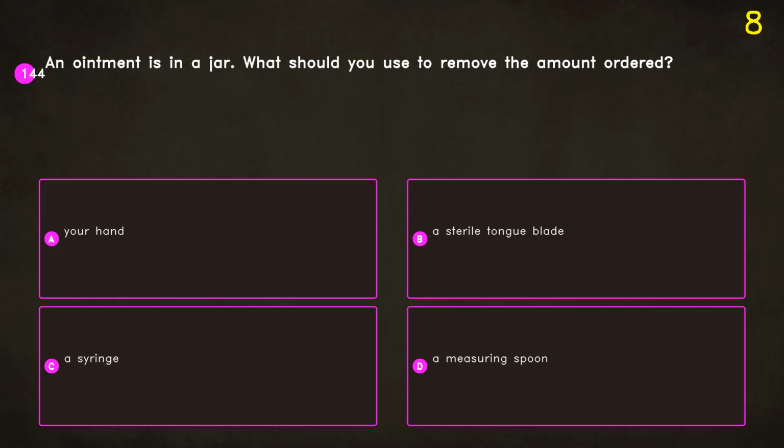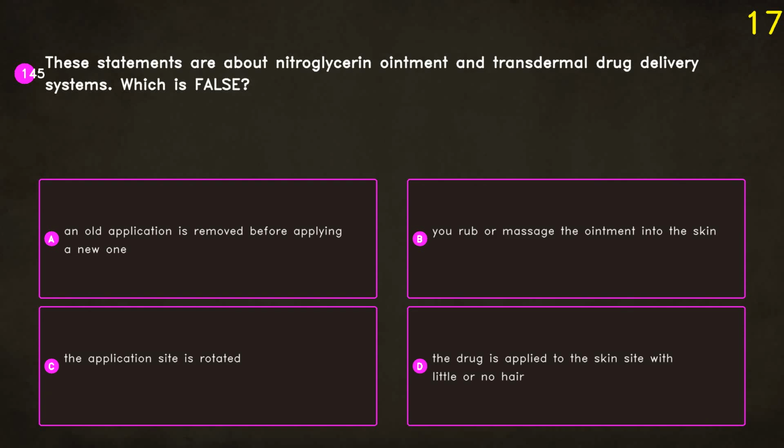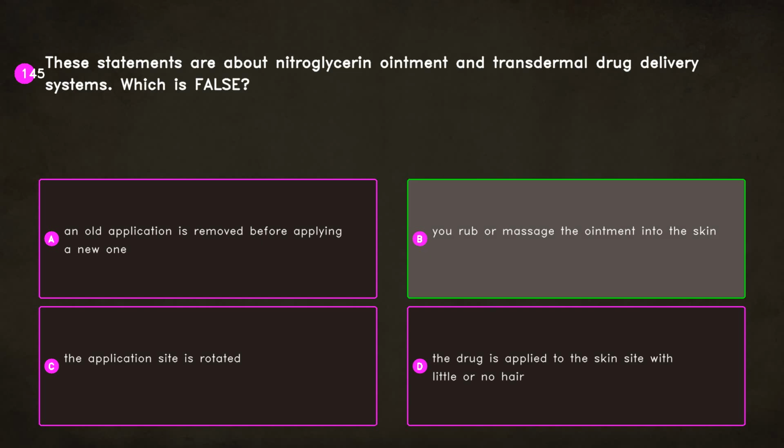Question 144. An ointment is in a jar. What should you use to remove the amount ordered? A. Your hand B. A sterile tongue blade C. A syringe D. A measuring spoon. The correct answer is a sterile tongue blade. Question 145. These statements are about nitroglycerin ointment and transdermal drug delivery systems. Which is false? A. An old application is removed before applying a new one B. You rub or massage the ointment into the skin C. The application site is rotated D. The drug is applied to the skin site with little or no hair. The correct answer is you rub or massage the ointment into the skin.